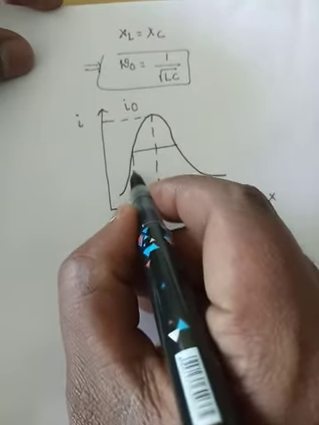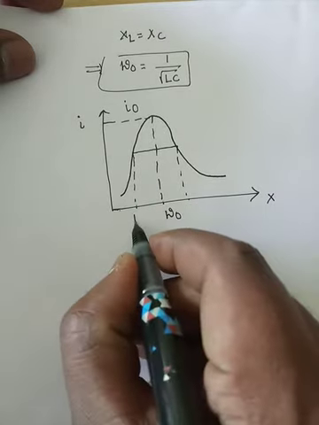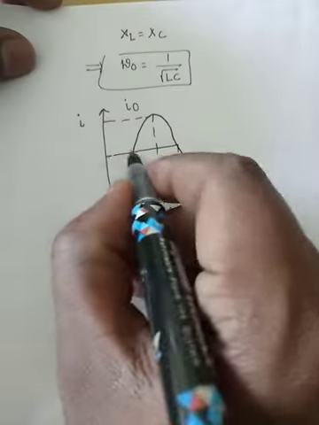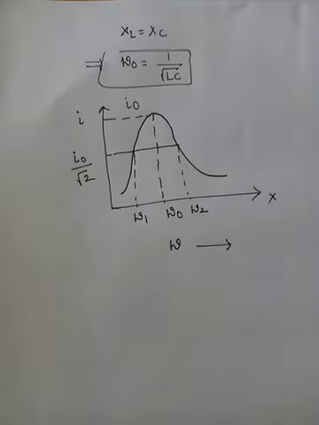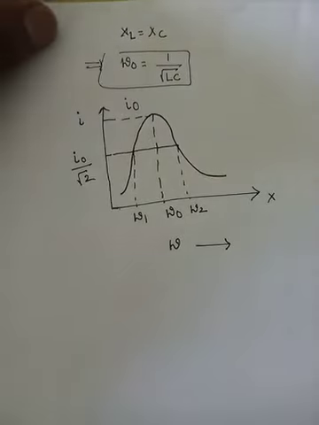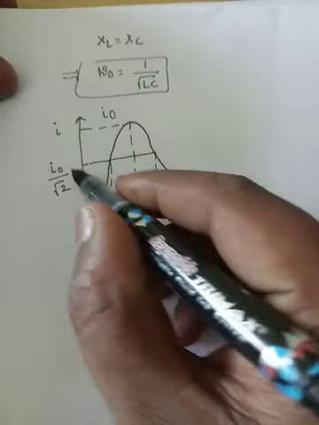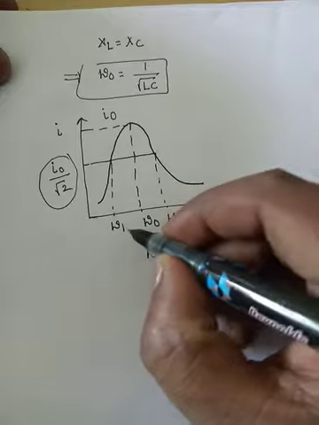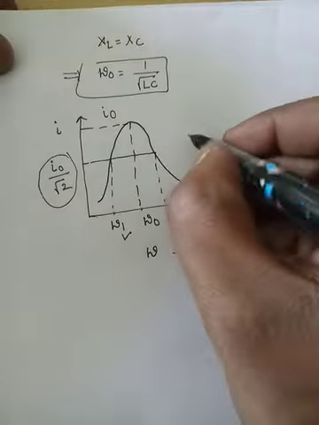There are some other frequencies out there. If you see these frequencies on both sides, let us assume omega 1 and omega 2, and you measure the current in the circuit, you are getting I naught by root 2. So, those frequencies are called half power frequencies. So, what is half power frequency? At which frequency the current in the circuit is 1 by root 2 times its maximum value, that frequency is called half power frequency. So, here omega 1 and omega 2 are what? Half power frequencies.